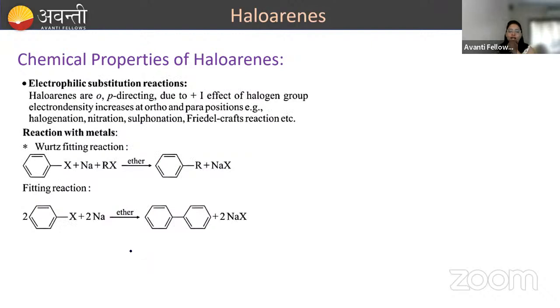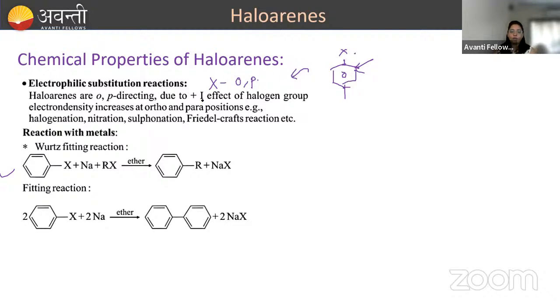Next, electrophilic substitution reaction takes place in the given haloarenes. How does that take place? Haloarenes are ortho-para directing due to the plus I effect of chlorine or halides. Halides show ortho-para direction. If this is our halobenzene, or haloarenes, they are ortho and para directing. So the incoming electrophile, sorry, not nucleophile, is going to come at the ortho or para position.